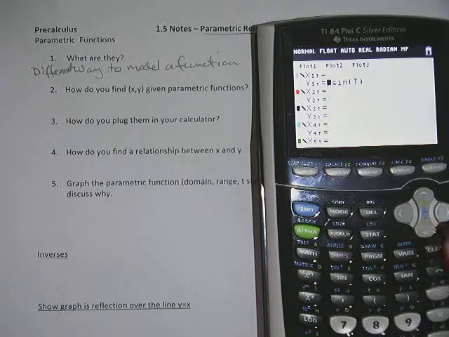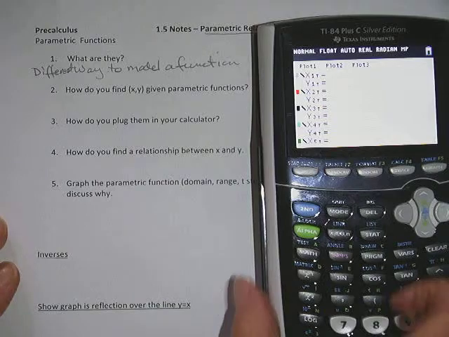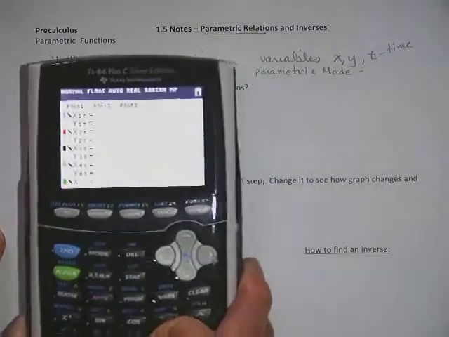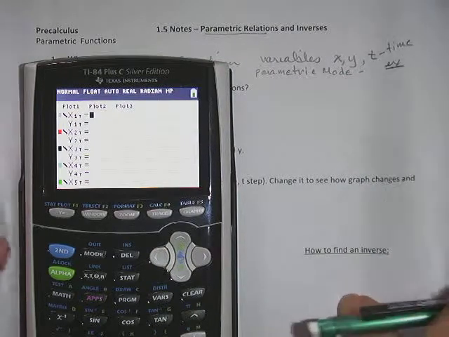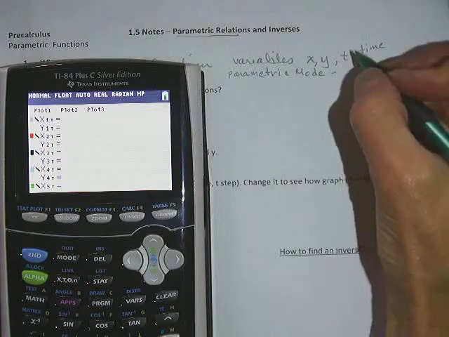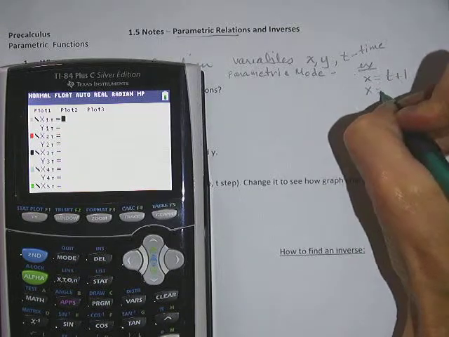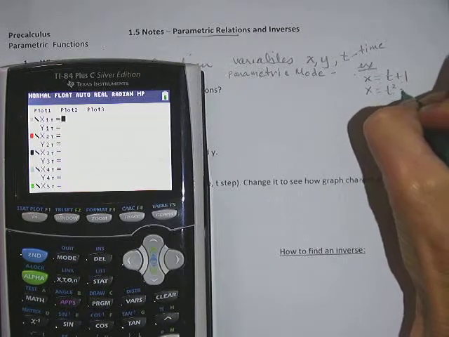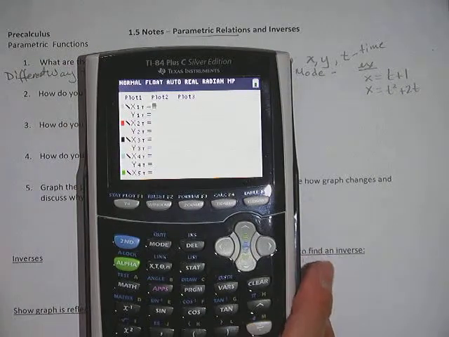And then the last one is when you're in, I believe, sequence or series, you're going to use the N. Now, what I'm going to have you do right now is I'm just going to give you an equation, and then we're going to put it into our calculator and see what it looks like. Here's an example. Your example is going to be x equals t plus 1 and y equals t squared plus 2t. You're always going to have two equations.